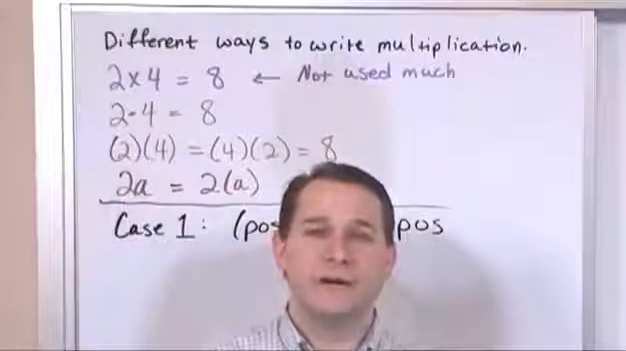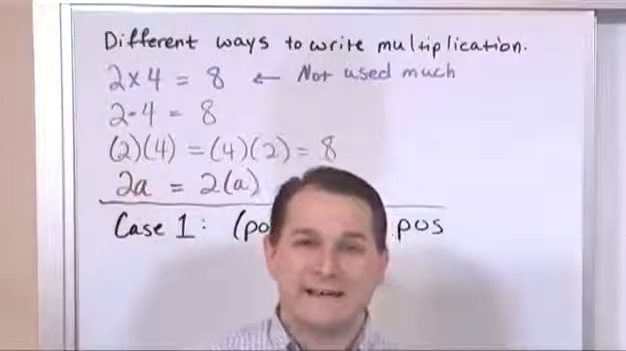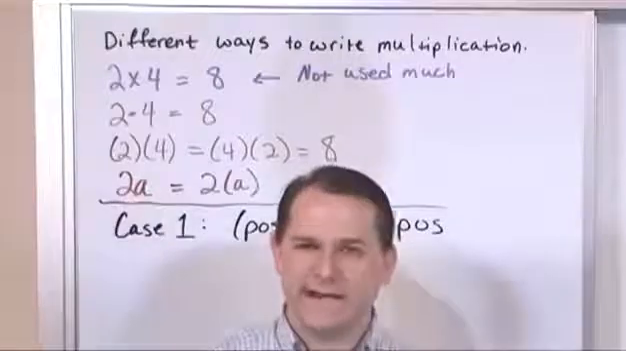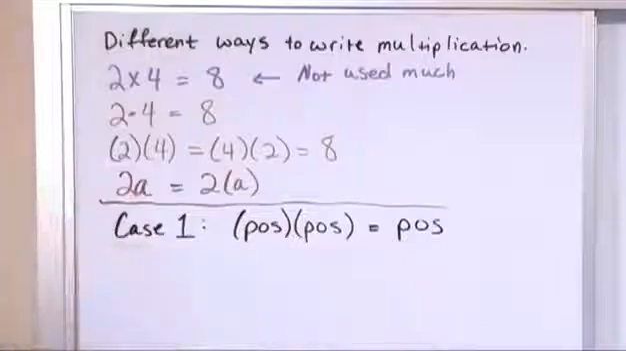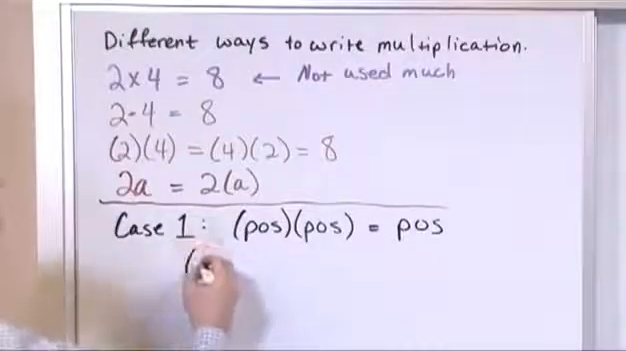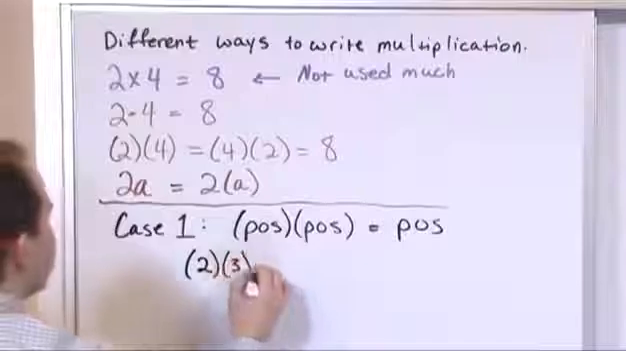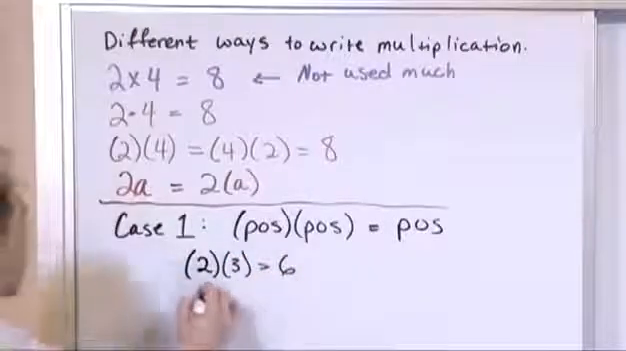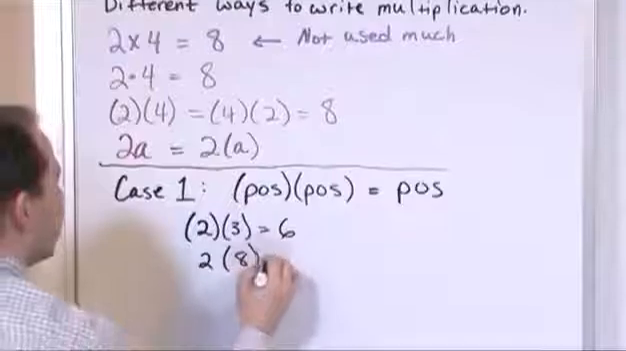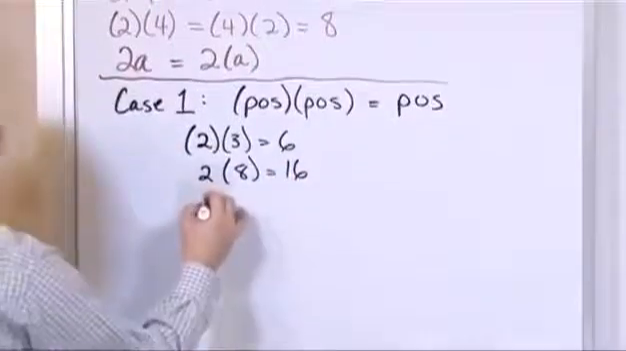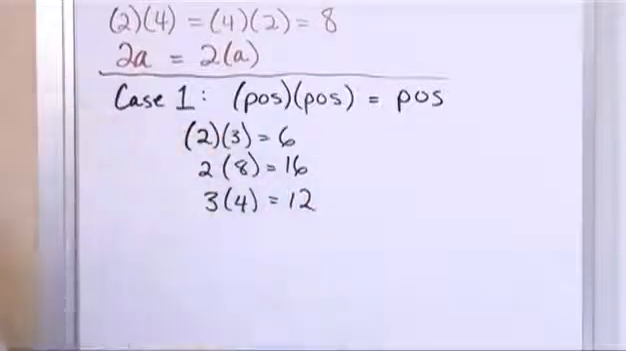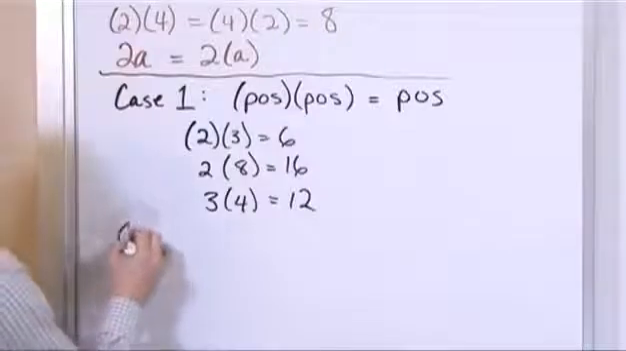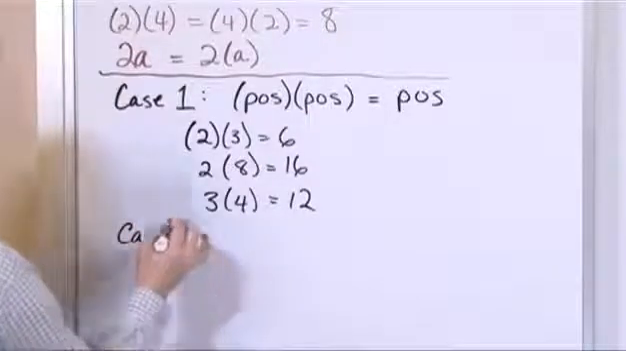This is what you've been doing all your life. 2 times 4 is 8. 10 times 2 is 20. Things like that. So positive times positive always gives you positive. That's just always a universal truth. So just some quick examples. Nothing surprising. 2 times 3 is equal to 6. 2 times 8 is equal to 16. 3 times 4 is equal to 12. So case 1 is already what you know. There's nothing special about that. So let's move right along to case 2, which is probably something you've never looked at until you looked at this course.